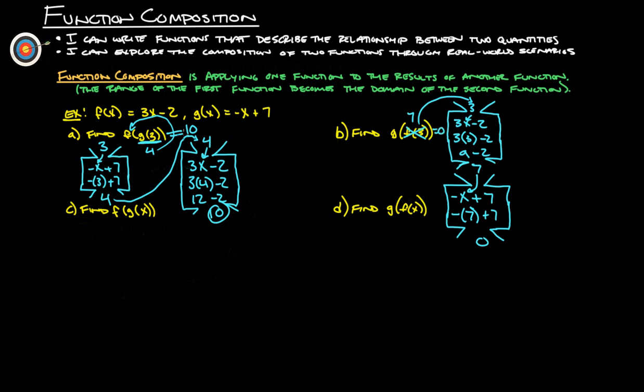So note that it's different depending on which machine comes first. When it was f of g of 3, that gave us 10.